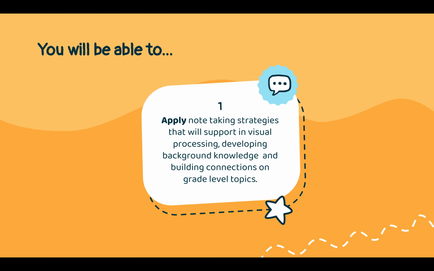When using the Cornell Notes strategy, you'll be able to support your visual processing. In other words, you will be able to understand what it is that you're reading or watching. You'll be able to develop background knowledge and build connections on 8th grade level topics in Passport to Social Studies.